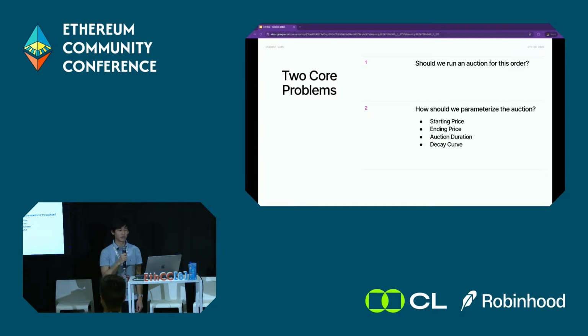Second question is, if we do use an auction, how do we choose to parameterize it? So how do we set the price that the Dutch auction begins at? How do we set the end price, the decay rate, and the duration of the auction? And this question is especially challenging because we need to find optimal parameters that may be different across tokens and across chains, and it'd be kind of infeasible to do it at scale manually. And this is why we turn to an automated learning approach.